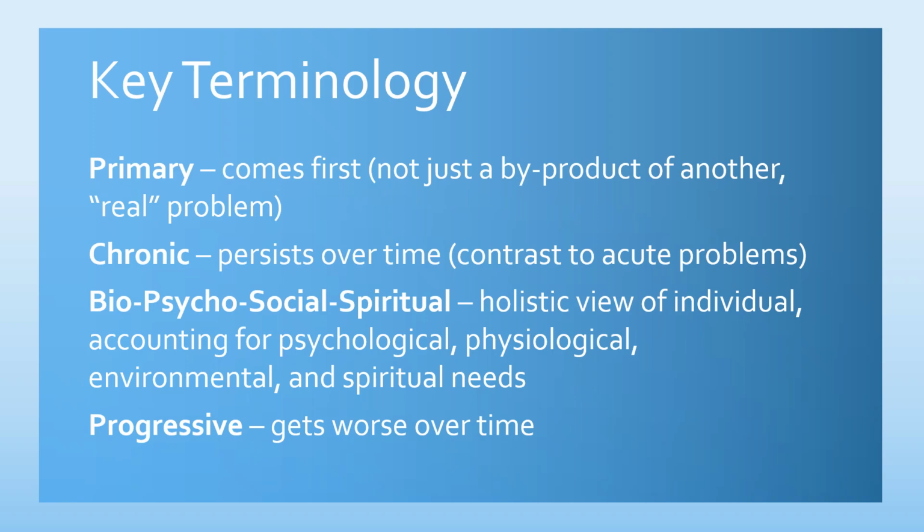Biopsychosocial and spiritual. This takes a holistic view of the individual. This is one of the unique elements of the addiction treatment field, that we look at all these different aspects of somebody's life when we're assessing them and treating them. And then finally, the term progressive, meaning that over time it tends to get worse. It's not something you can just ignore and let go on and not do anything about. So these are some of the key terms that ASAM presents to us and that should be noted.